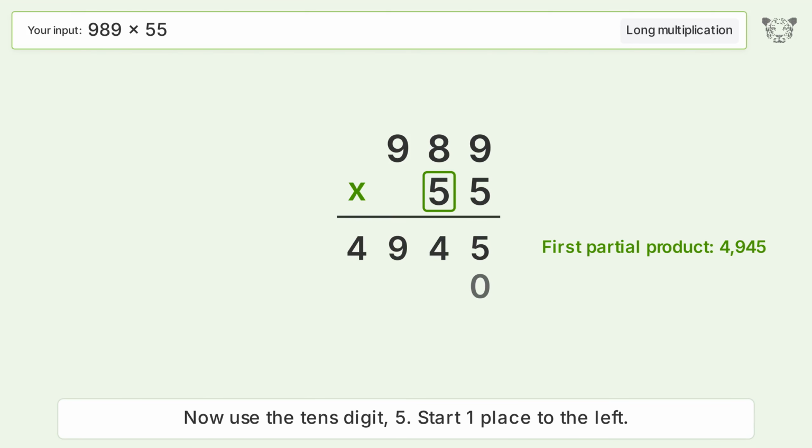Now use the tens digit, 5. Start one place to the left. 5 times 9 is 45. Put 5 in this column and carry 4.